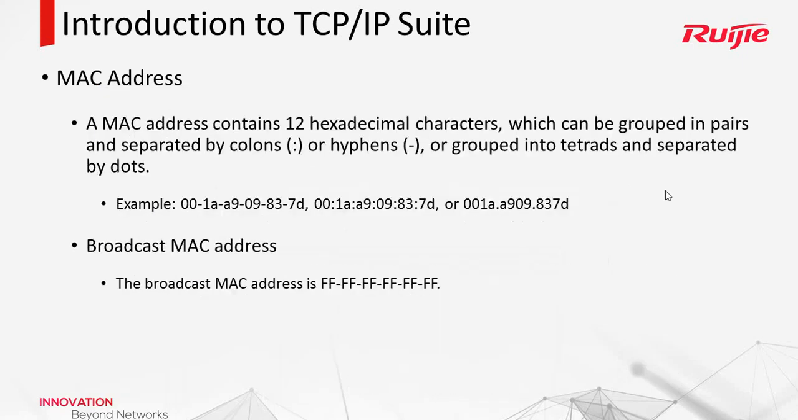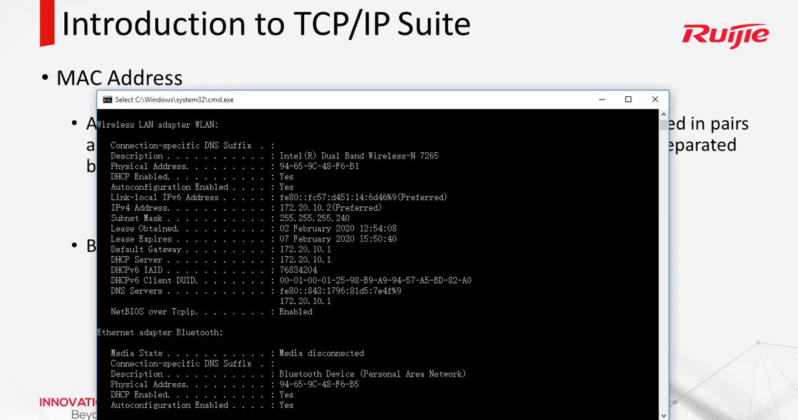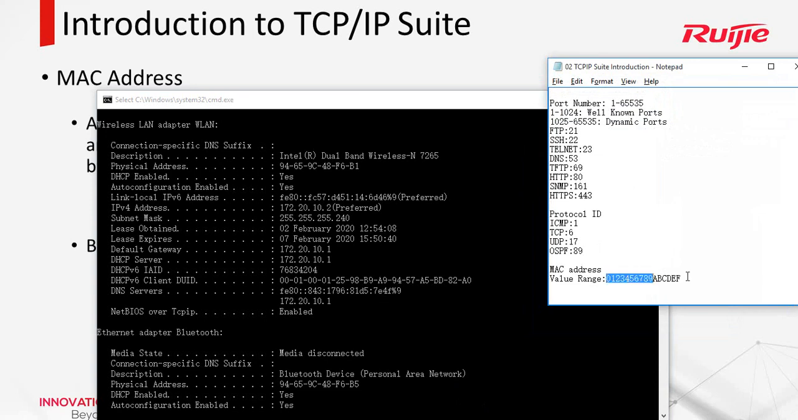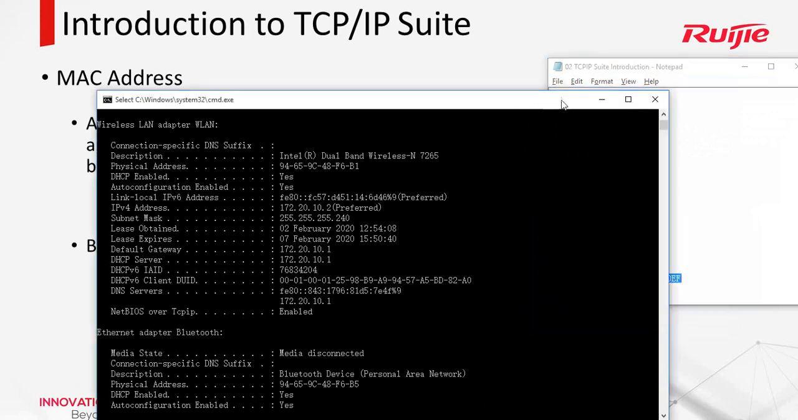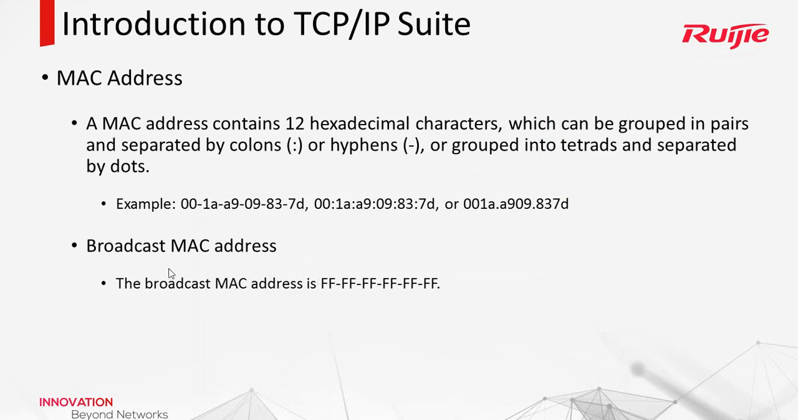The MAC address has a different format. We call it hexadecimal. It has 12 hexadecimal characters. So here is the example. This is one MAC address: 00-1A-... For a MAC address, the value ranges from 0 to F. And of course, the broadcast MAC address should be all F.